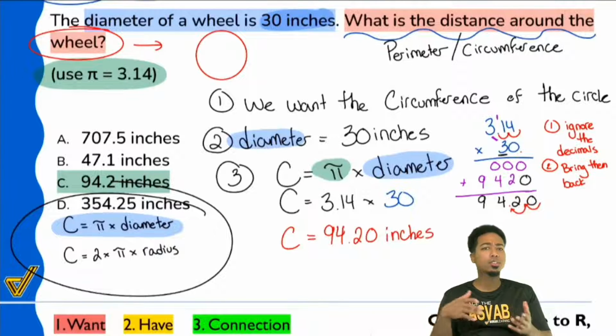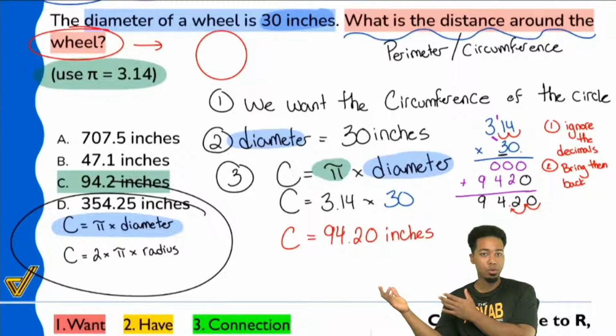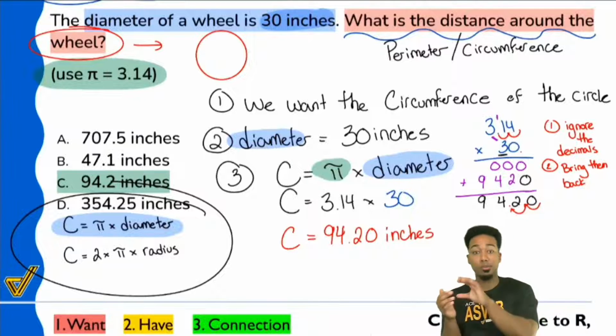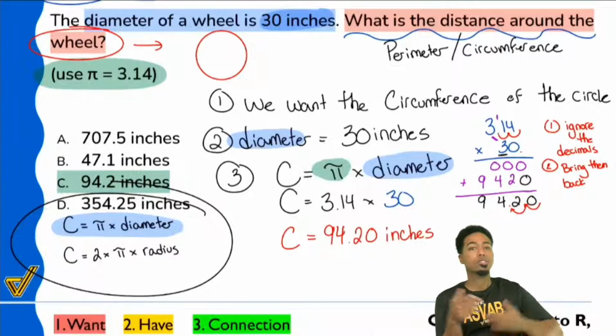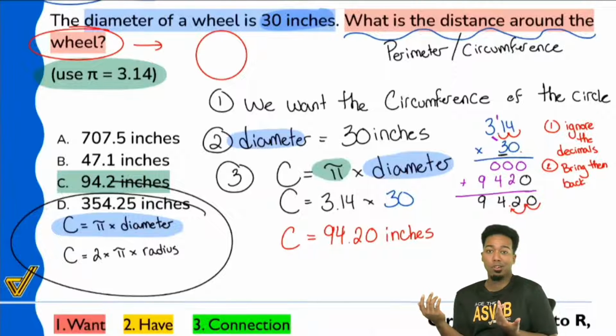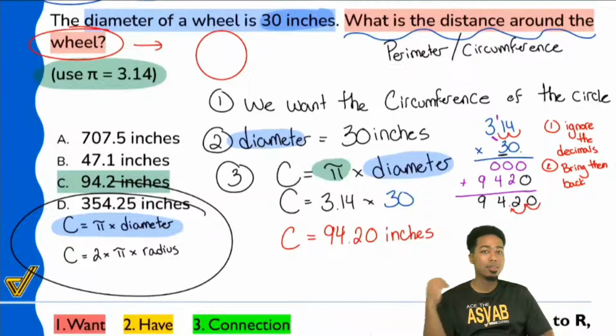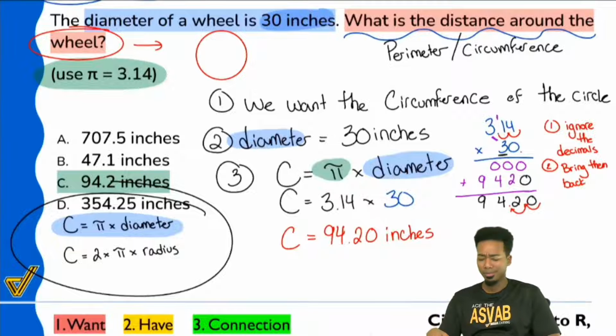Exactly. If it's needed, they'll tell you to use the approximation for pi, 3.14. Pi is actually a really, really long decimal. So instead of using a long decimal, since we can't use calculators for the ASVAB, they might just have you do 3.14. Yeah. All right.